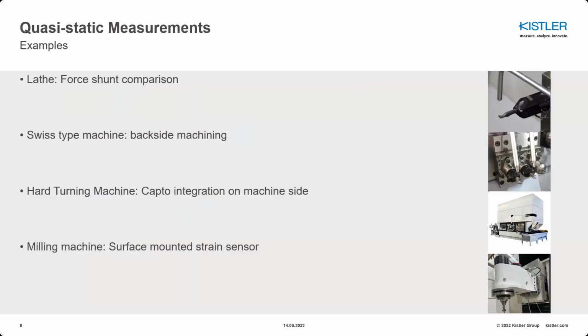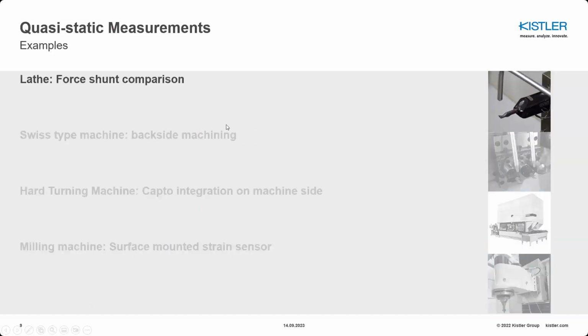Let's now jump into certain examples. I will talk about the lathe, where we are using force shunt, so indirect force measurement. We also have Swiss type machines in our production, and I will show how we are doing that. We have hard turning machines, with sensors integrated in the machine structure, even in the Capto tool holder. Then we have some milling machines, and I will show some examples on that. Let's start with the lathe.